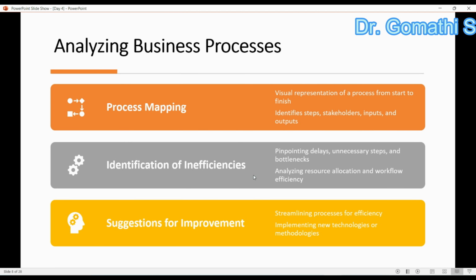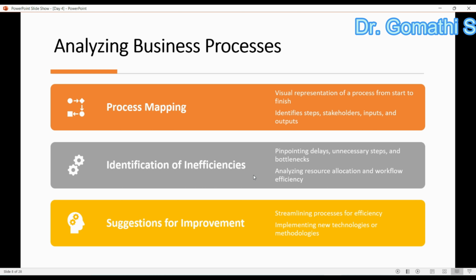So how can you analyze a business process? You can analyze it in three ways: process mapping, identification of inefficiencies, and suggestions for improvement. The first one is process mapping. Process mapping involves creating a visual diagram that illustrates the sequence of a business process from start to finish. It identifies each step, the stakeholders involved, as well as the inputs and outputs of each stage. This tool is crucial for visualizing the flow of activities and identifying areas for potential optimization.